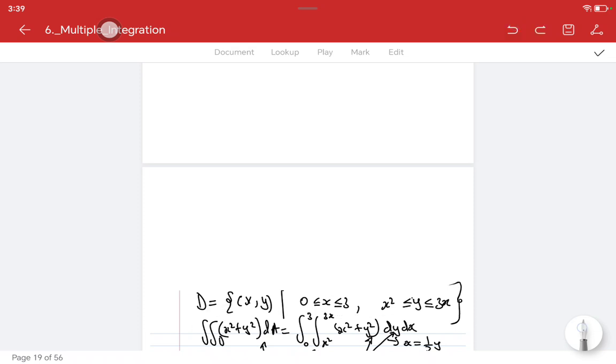For us to write the type 2 region, we're going to say this: D is equal to the set of (x, y). We want to change this to y, because there was x there. So I'm just going to put this. Then this one will be x.